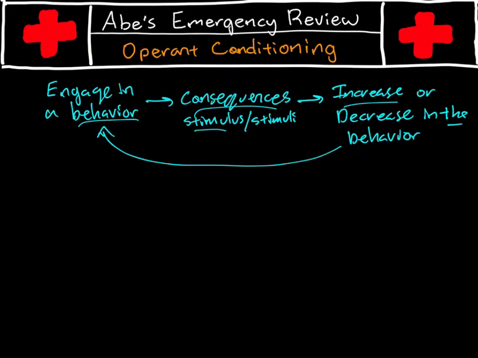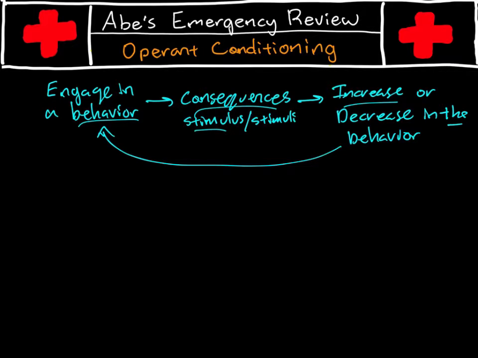Now, if you understand these three steps, engaging in a behavior, having consequences of the behavior, and having those consequences either increase or decrease the future frequency of that behavior, that's the core idea behind operant conditioning. At that point, the biggest challenge is just to add on the vocabulary that they use in operant conditioning, and that can get very confusing. So let's talk about some of the most important terms from operant conditioning.